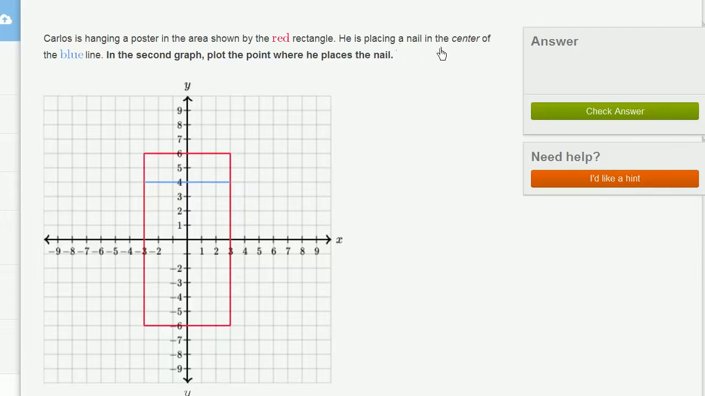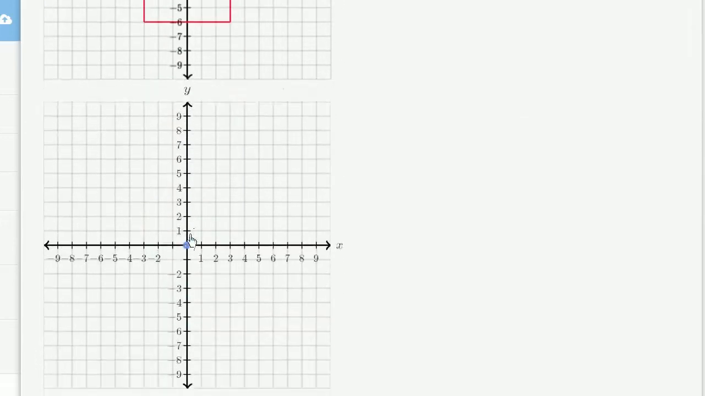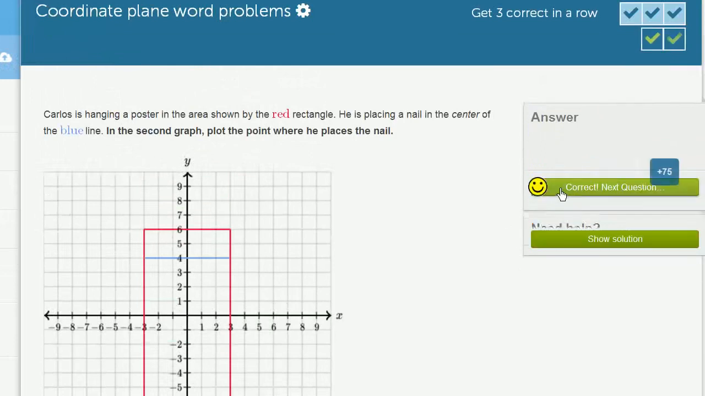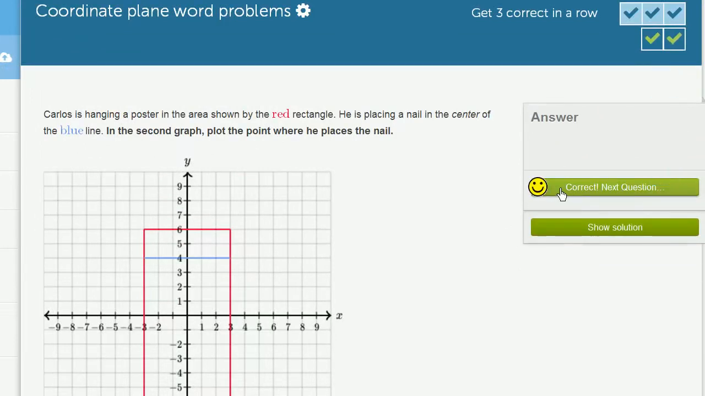So he wants to place a nail in the center of the blue line. The blue line is 6 units long. The center is right over here. That's 3 to the right, 3 to the left. So he wants to put the nail at the point x equals 0, y equals 4. That's this point right over here. So let's check our answer. Let's do one more.